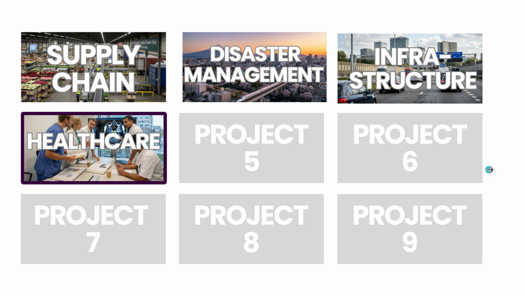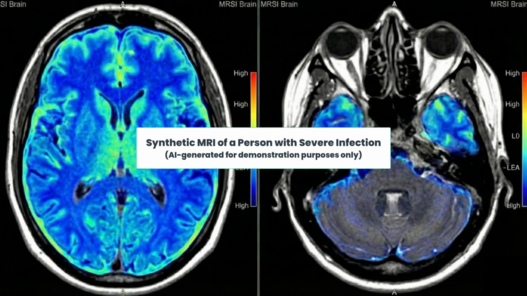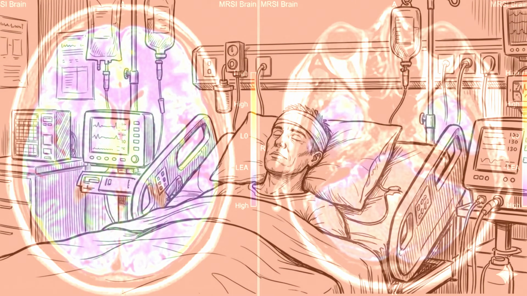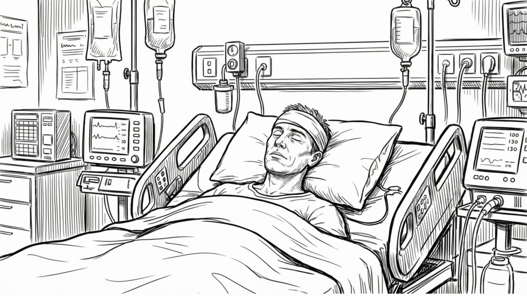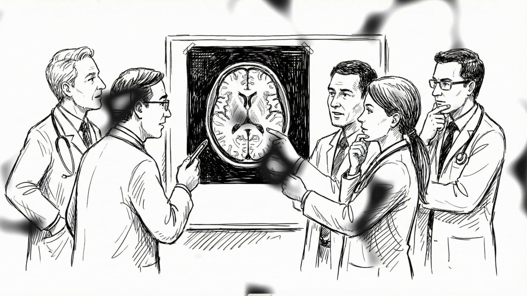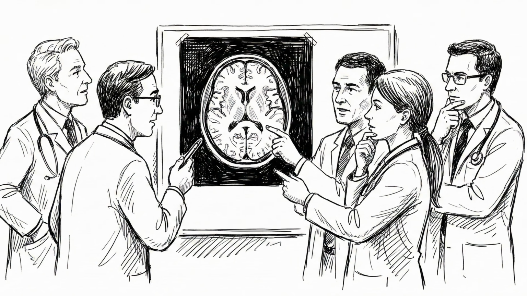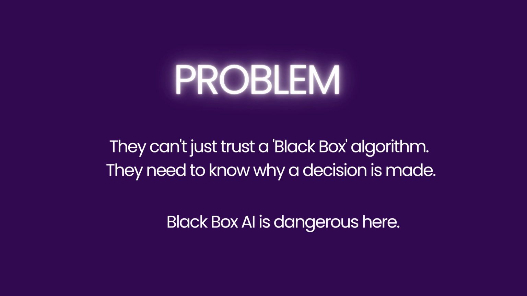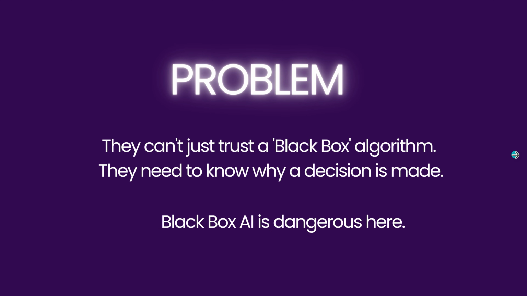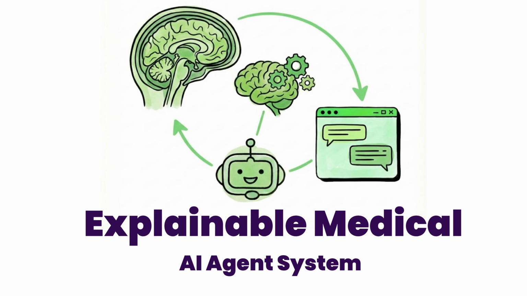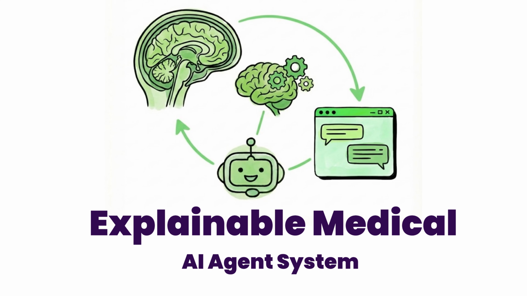Okay, now the healthcare project. This is the MRI scan right after he was rushed to the hospital. He had a severe infection and only hours to live. In that moment, doctors have the technology, but their priority is saving his life. They cannot trust black box algorithms. They need to know why a decision is made to act fast. Black box AI is dangerous here. That's why we choose an explainable medical AI agent system.